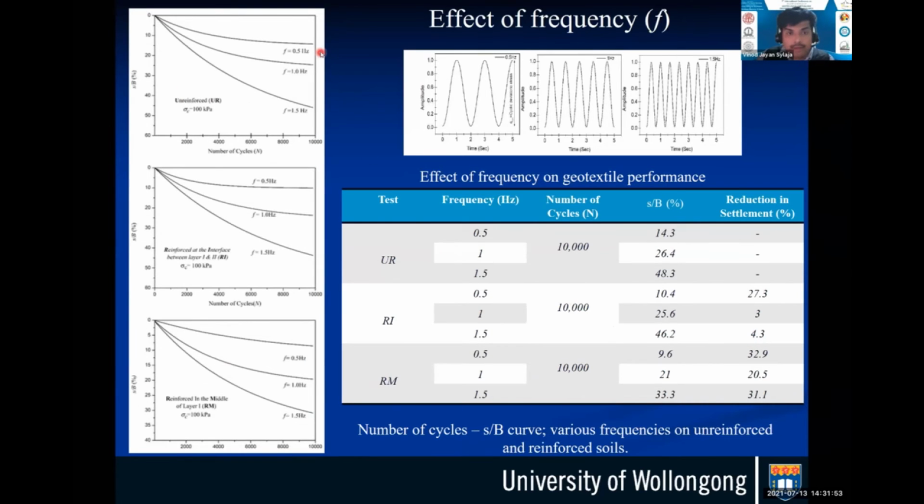Now, we have looked at the effect of frequency, like 0.5 Hertz, 1 Hertz, and 1.5 Hertz. I still tell you that's a very small frequency when we are looking at a transport condition. But still, it captures the behavior of frequency under different conditions like unreinforced, reinforced at the interface, and reinforced at the middle of layer 1. Similarly, the performance is slightly better when the Coir Geotextile is at the middle compared to the interface under the cyclic loading condition.